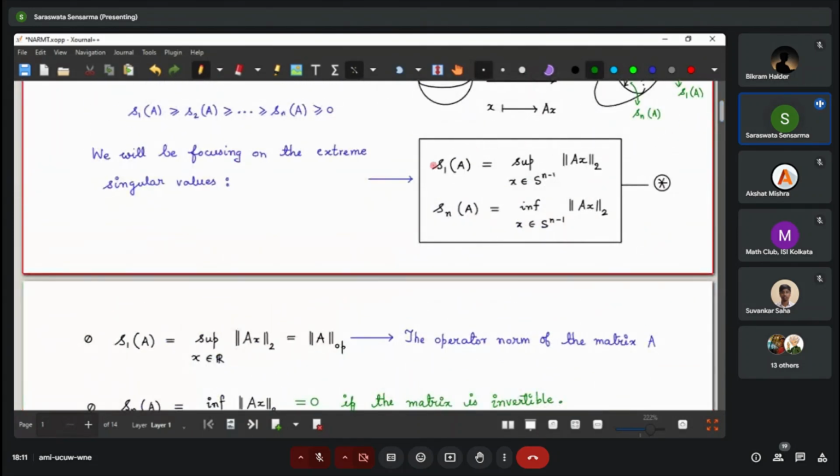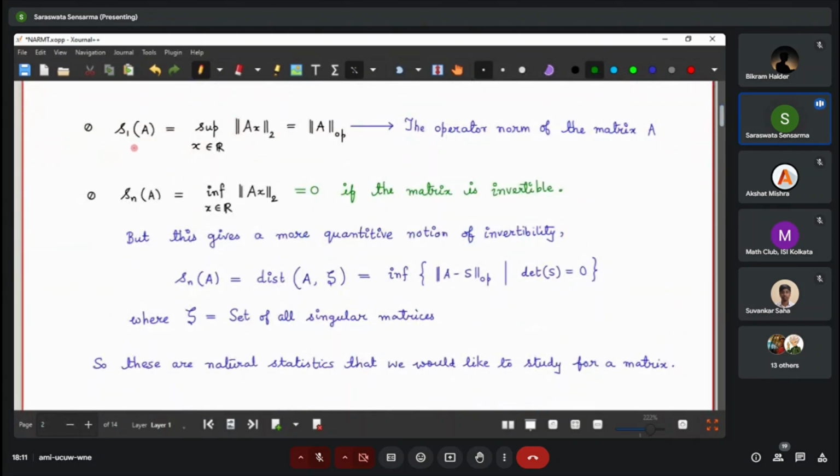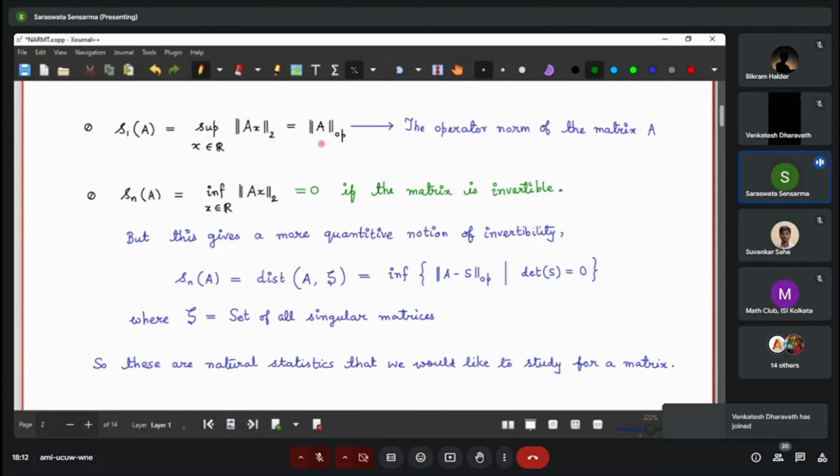In particular, these singular values, the largest and the smallest, have very nice interpretations. In fact, the largest singular value is exactly the supremum over x in S^(n-1) of norm Ax. And for those who know, this is exactly the definition of the operator norm. This is how much an operator can scale a vector by at most.